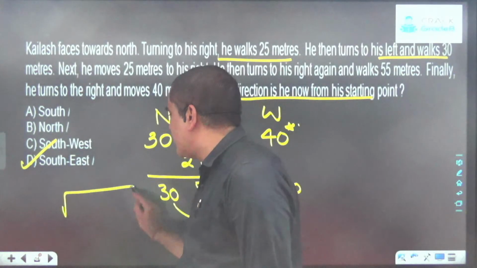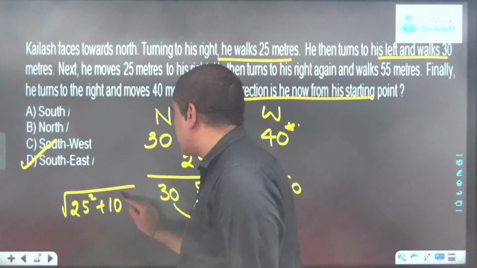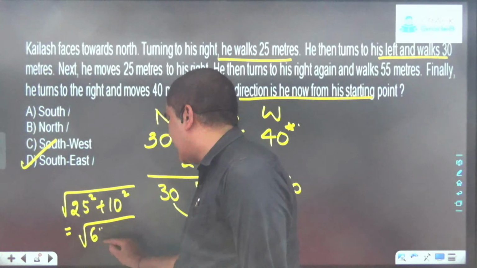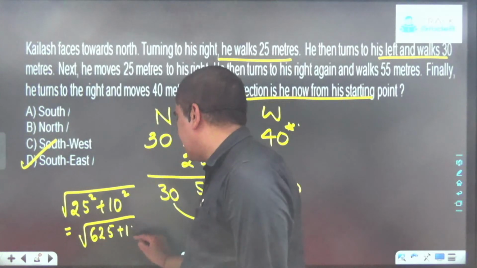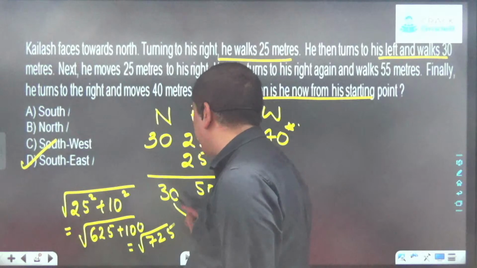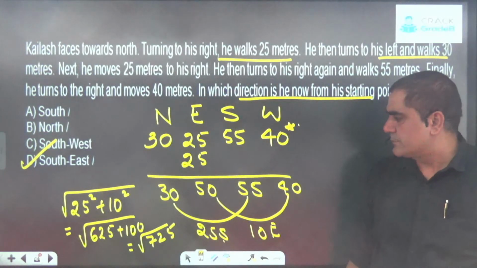That should be under root of 25 square plus 10 square. And that comes out to be what? 625 plus 100. That comes out to be root of 725. Clear?